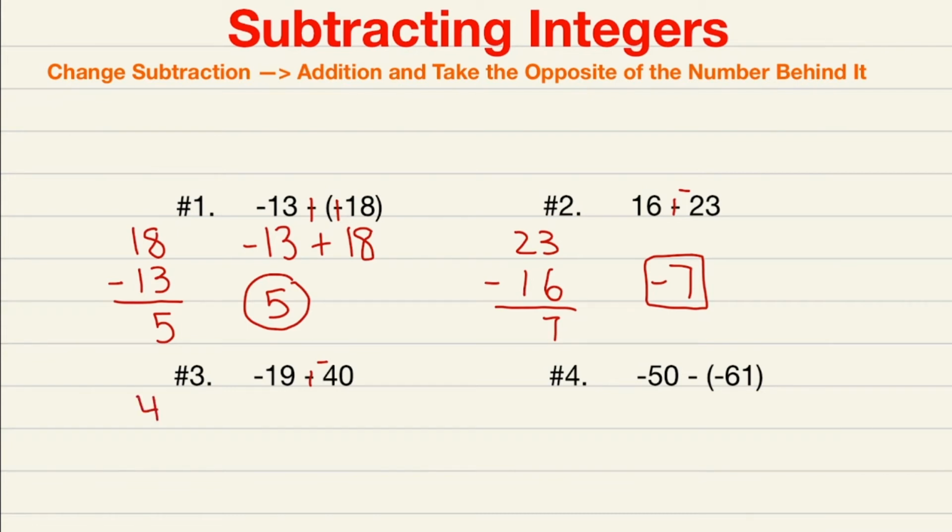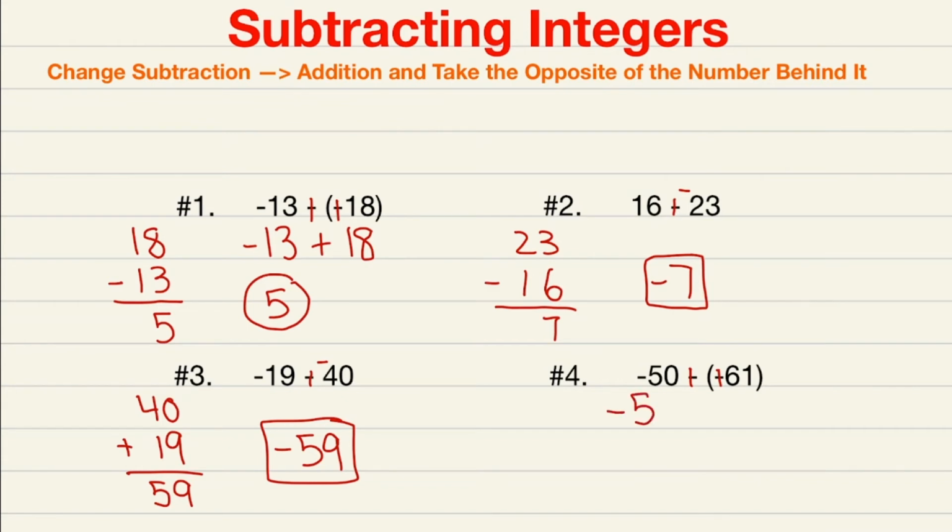So 40 plus 19 is going to give us 59. And since both of our numbers are negative, our final answer has to be negative. So we get negative 59. And finally, for number 4, subtraction to addition. Negative 61 is going to become positive 61. If I rewrite this, I get negative 50 plus positive 61.